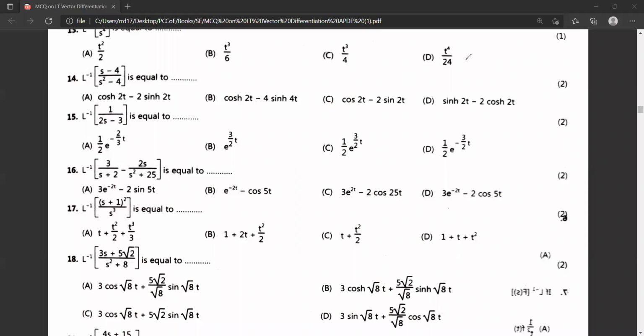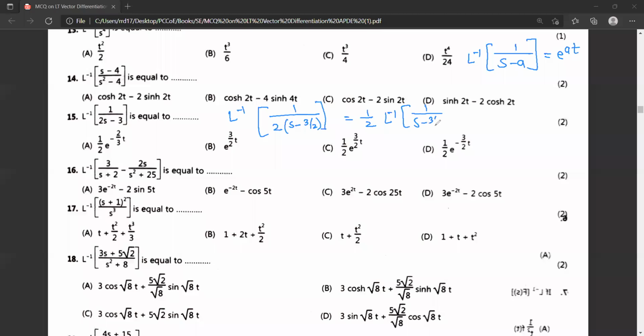Like this, you should compare with L inverse of 1 upon S minus A. We know that this is equal to e raised to at. Now try to adjust the other constants. There is a 2 extra here, so I can write this as 1 upon, if I take 2 common, in the bracket it is going to be S minus 3 by 2. Now I can take that 2 common, so it is going to be 1 by 2, L inverse of 1 upon S minus 3 by 2. Now that is easy. This is just e raised to at. So it is 1 by 2 e raised to 3 by 2 times t.